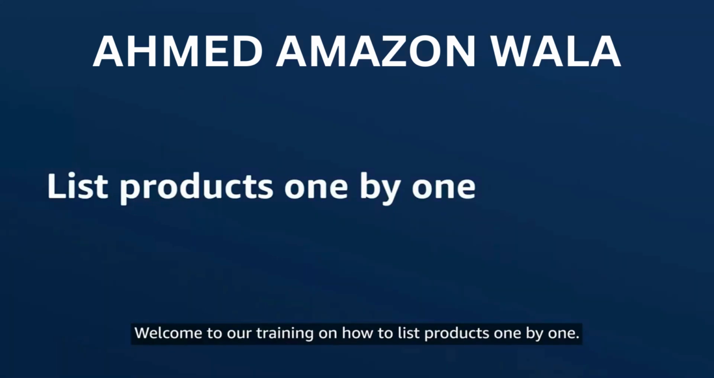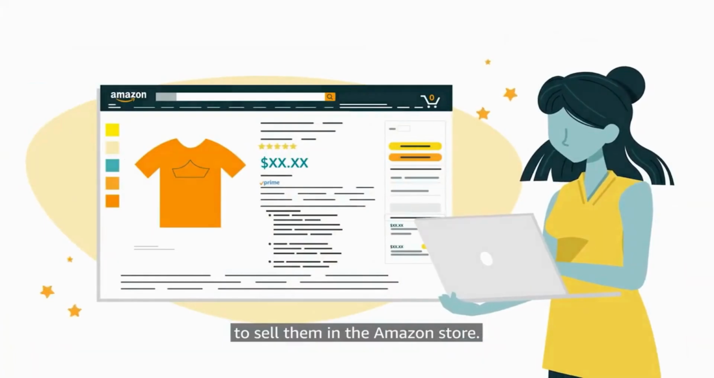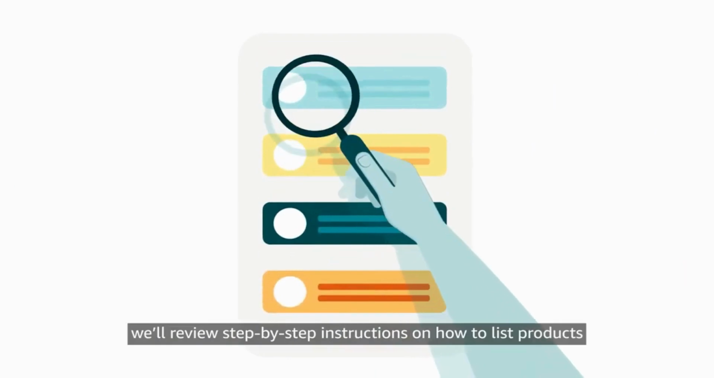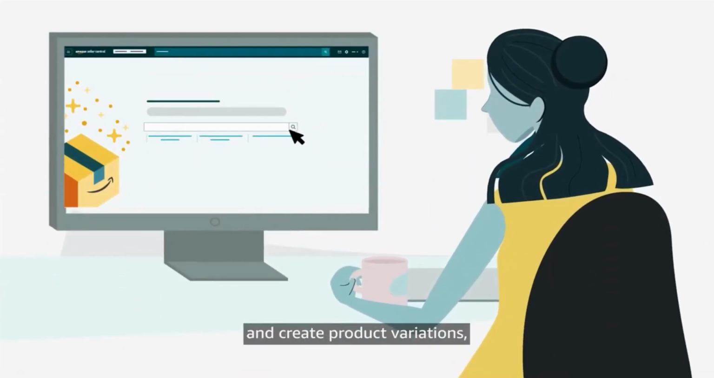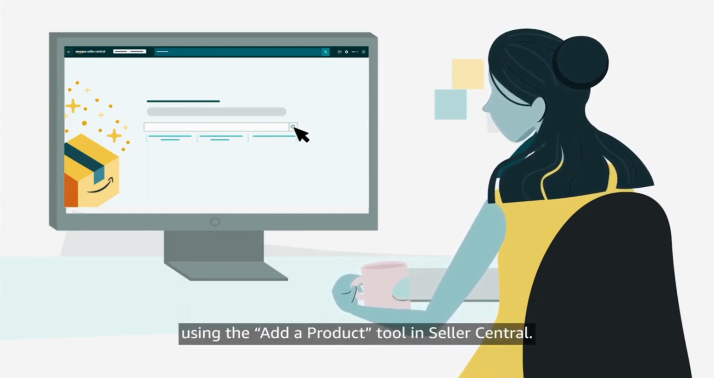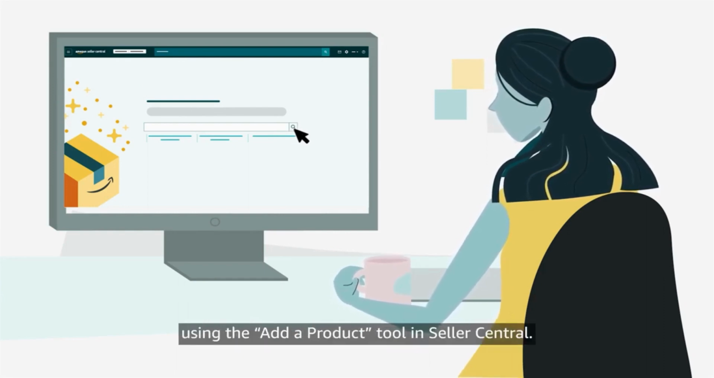Welcome to our training on how to list products one by one in the Amazon store. In this video, we'll review step-by-step instructions on how to list products one at a time and create product variations using the Add a Product tool in Seller Central.